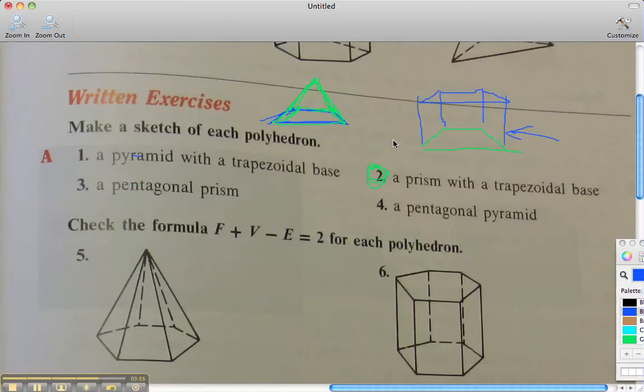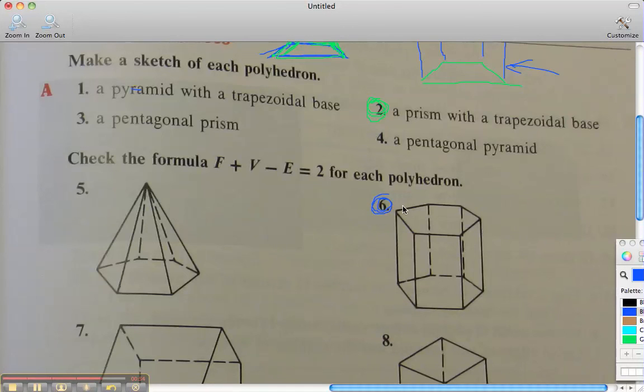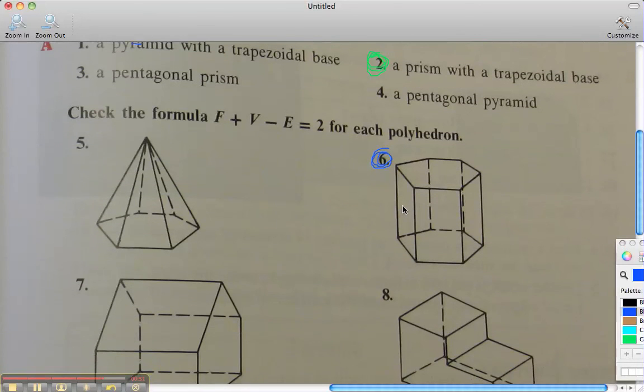All right, and then number 6 is the next one we have to do, and it wants us to use the formula to check for each polyhedron. Okay. So the first thing we want to do is count the faces. So here's the front face, 1, 2, 3 that we can see. Then 4 behind, 5, and then 6 behind. Then we have the top, which is 7, and we have the bottom, which is 8. So there's 8 sides. Okay.